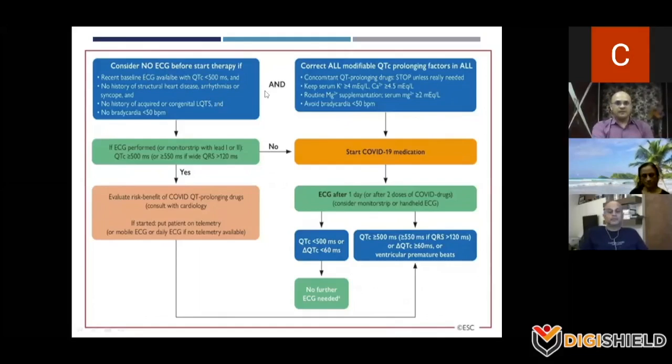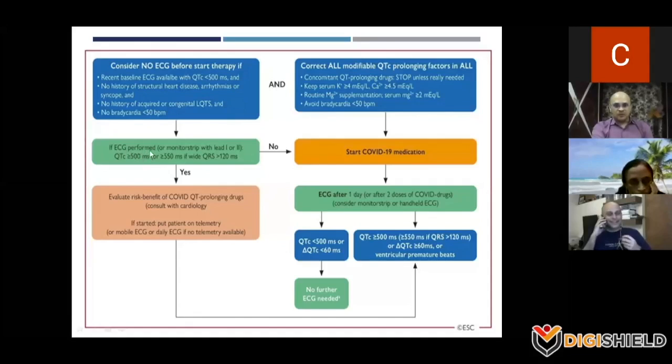See this algorithm. Consider no ECG before starting therapy if a recent baseline ECG is available with QTc less than 500 milliseconds and no history of structural heart disease, arrhythmias or syncope, no history of acquired or congenital long QT syndrome, and no bradycardia. If there is bradycardia, the QT prolongs. So if there is no bradycardia, no structural heart disease, arrhythmias or syncope, and QTc, corrected QT interval, is less than 500 milliseconds, you can start the patient on therapy.